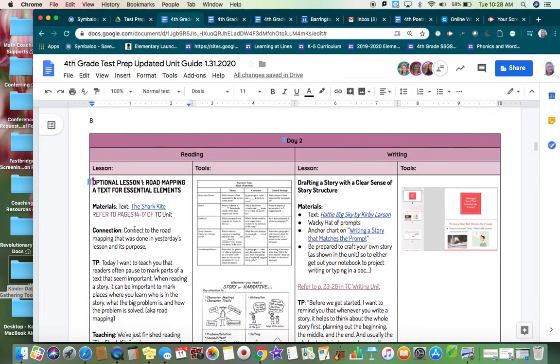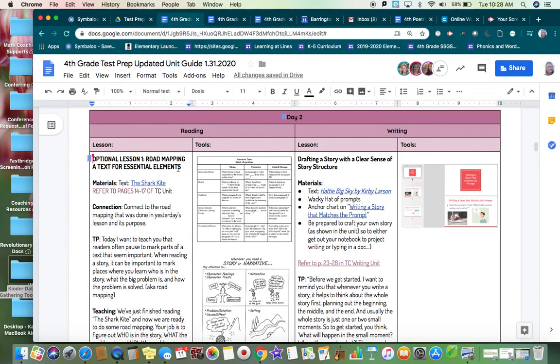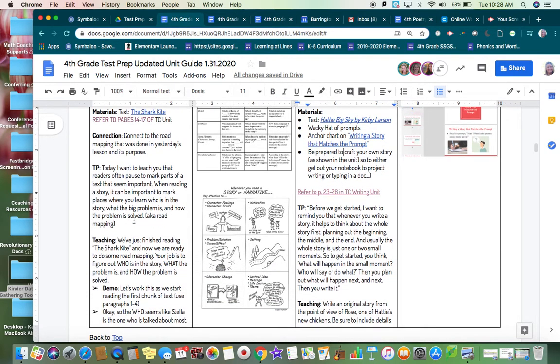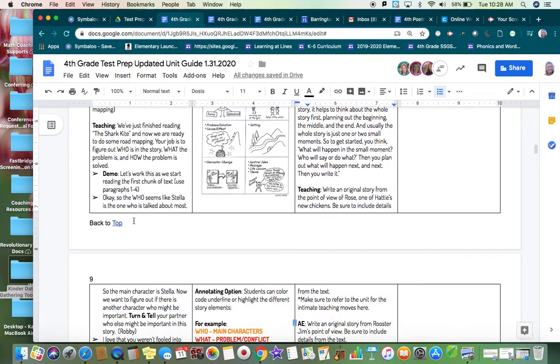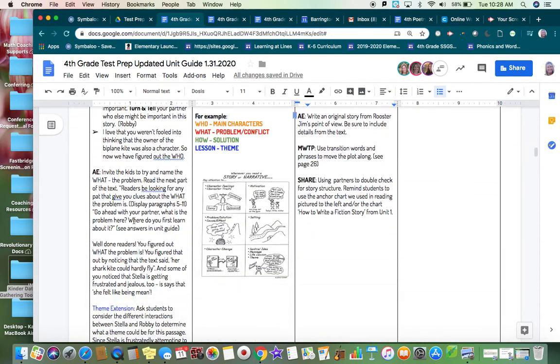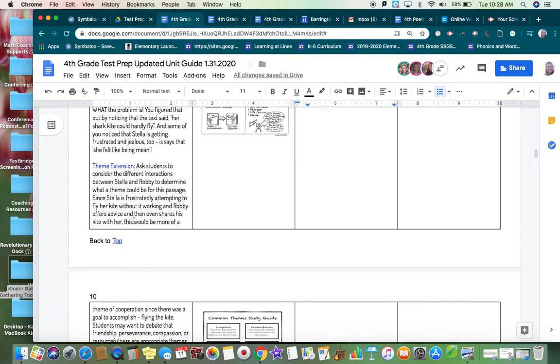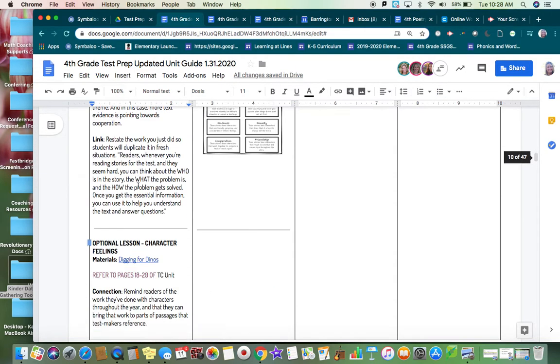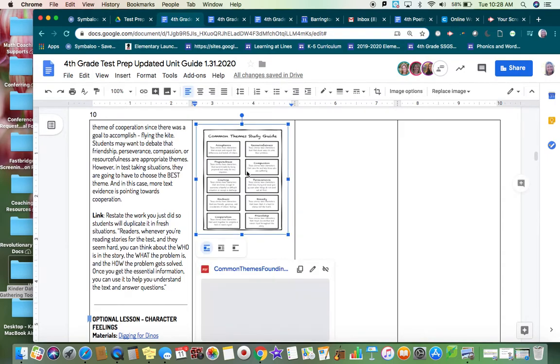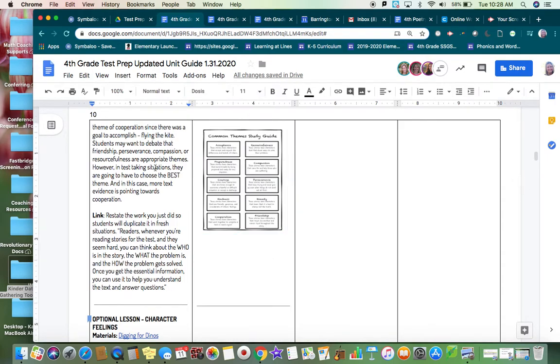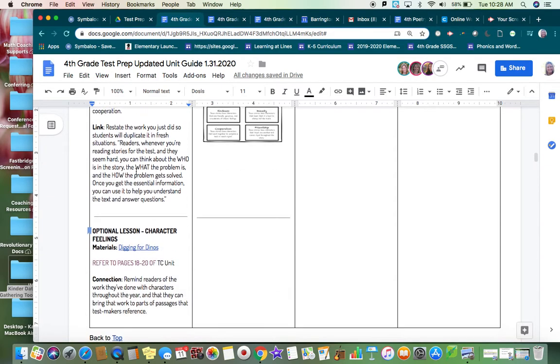Day 2 starts where there's optional lessons. So you notice how it says right here, optional lesson 1, right? For writing, it's just one option, and here's what it is. But when we go back to reading and we're scrolling down, there's that one option, lesson 1, and all of the tools necessary. Here's that theme extension. That way you can just use the same materials. We even brought in some resources to specifically give kids some language to use when discussing theme.